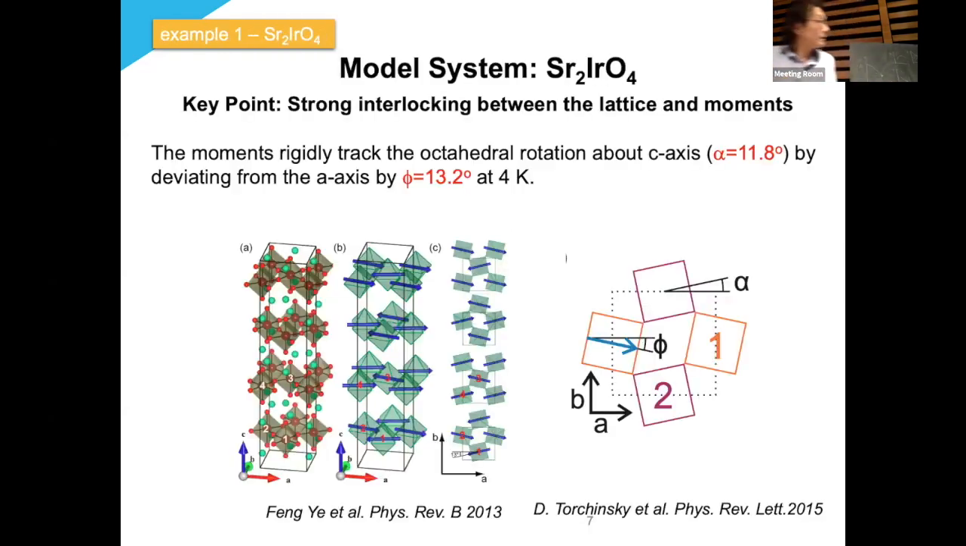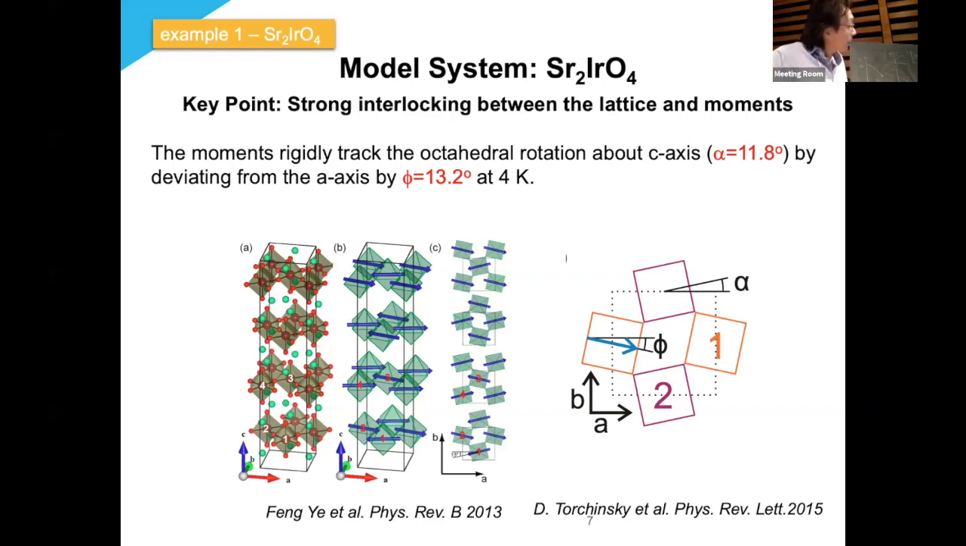So one is this compound. It is well known, and one of the major structural features of this compound is this octahedral rotation about the c-axis by about 12 degrees. This is too busy a picture, but you will see that there is rotation here. There's no tilting in this compound. And later on, neutron diffraction results also observed that the magnetic moments deviate from the c axis, which is the a axis, by about a similar degree, about 13 degrees at 4 Kelvin.